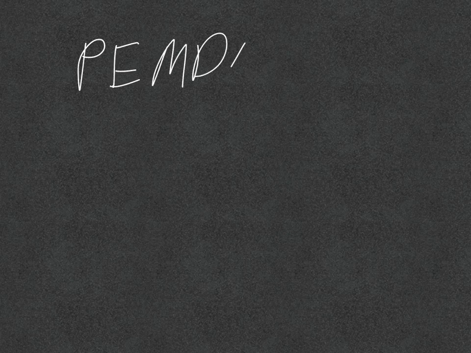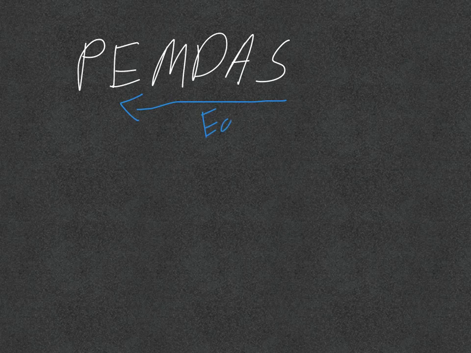So this is the order of operations, right? Parentheses, exponents, multiplication, division, addition, subtraction. And if we're evaluating an expression, this is the order we want to do it, okay? Well, if we're solving an equation, we want to do this backwards. So we want to take a look at this going the opposite direction when we're solving an equation, okay?